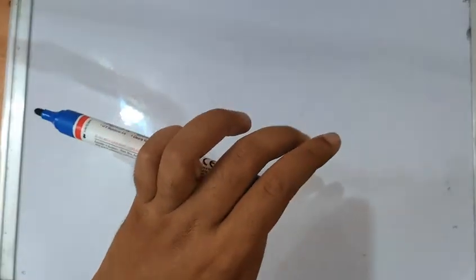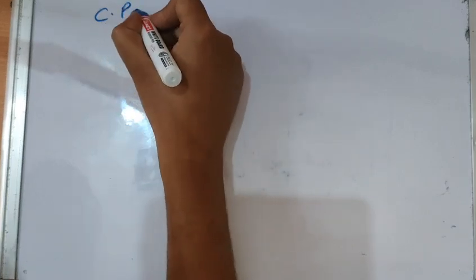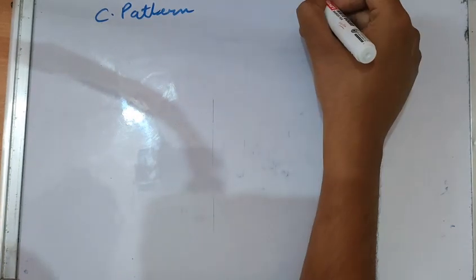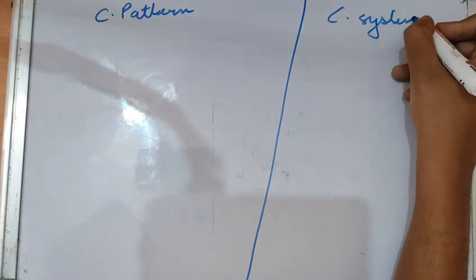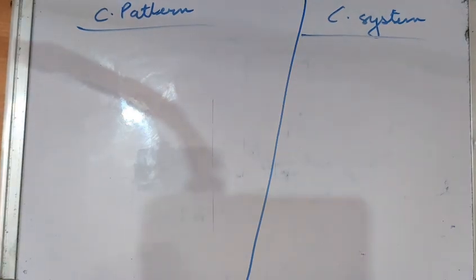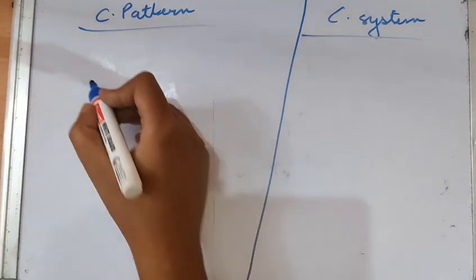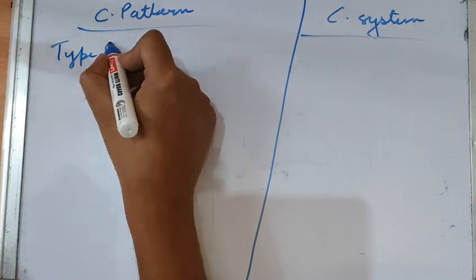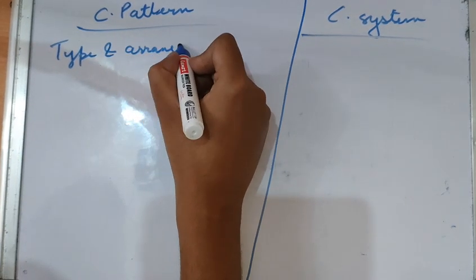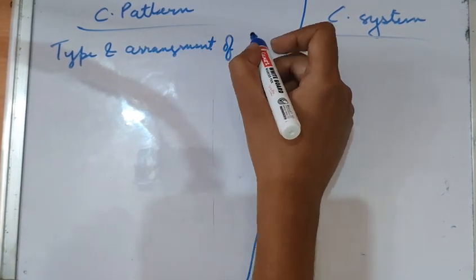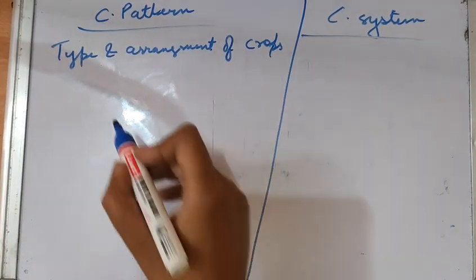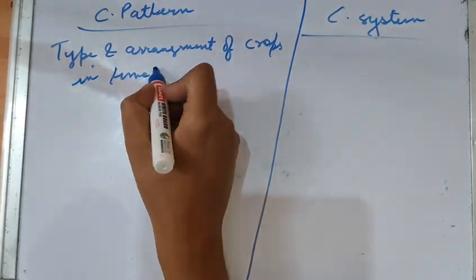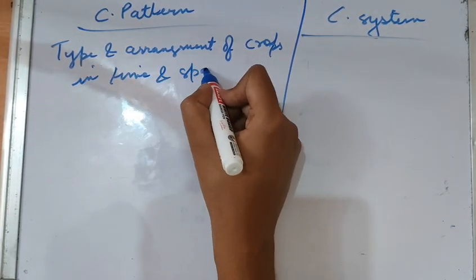Once a question was asked, differentiating cropping pattern and cropping system. What is cropping pattern and what is cropping system? First we'll move into cropping pattern. What is cropping pattern? It is the type and arrangement, as we have discussed earlier, type and arrangement of crops in time and space at a particular time.